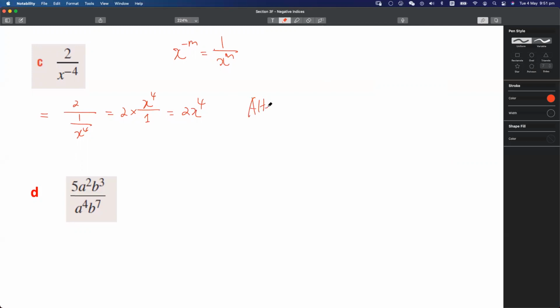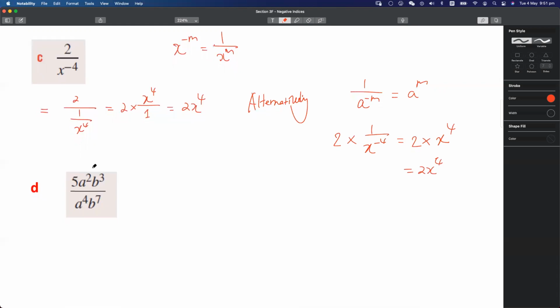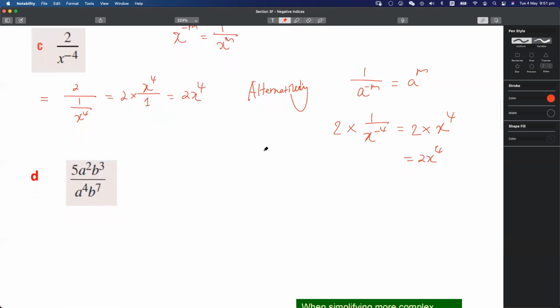Alternatively, actually, I've just found an easier method. We know 1 over a to the power of negative m is equal to a to the power of m. So this is like 2 times 1 over x to the power of negative 4. So it's 2 times x to the power of 4. So your answer is 2x to the power of 4. I think this might be easier.